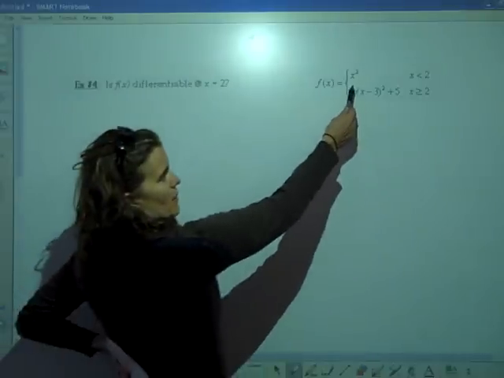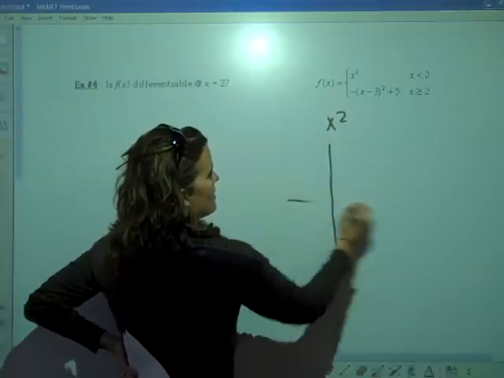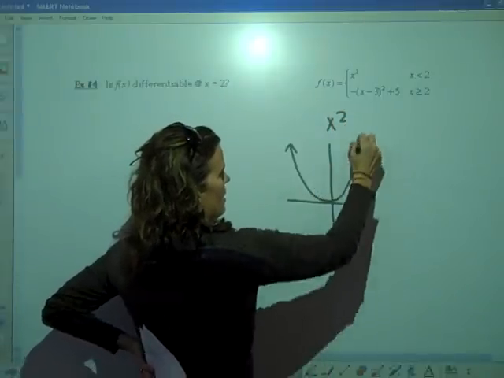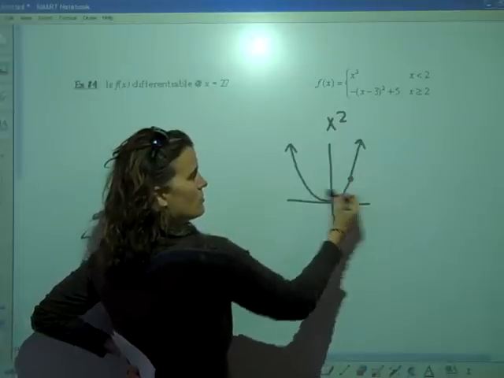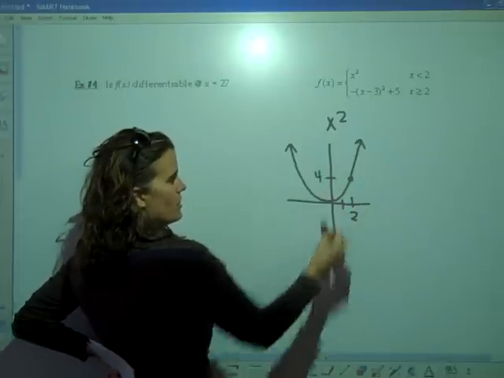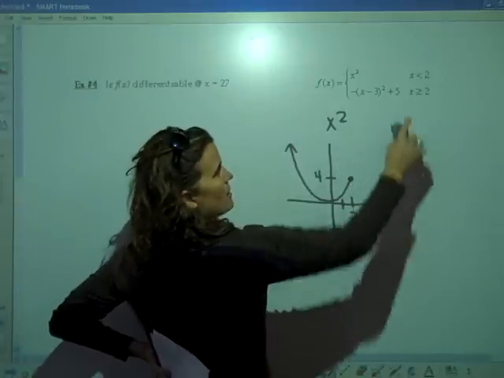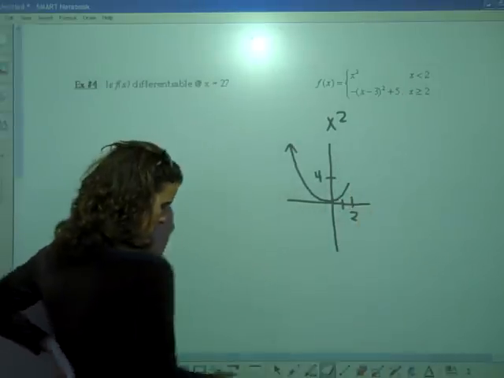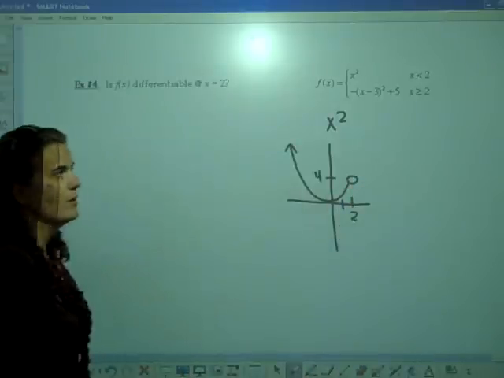We have f of x equals x squared. So let's just think about what this is. We have x squared, and we know that would be a nice up parabola, and we're only going to be looking at that to the left of 2. If I plug in 2, I know I'm at 4. So there's my visual of the top branch. It was just less than 2, not including 2, so I would have a hole there at (2, 4).